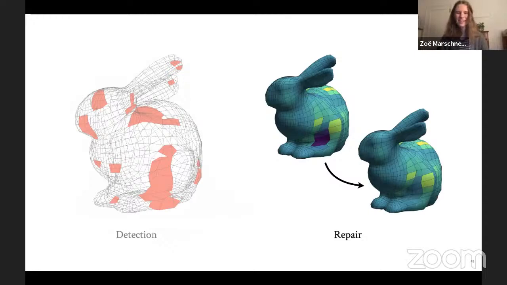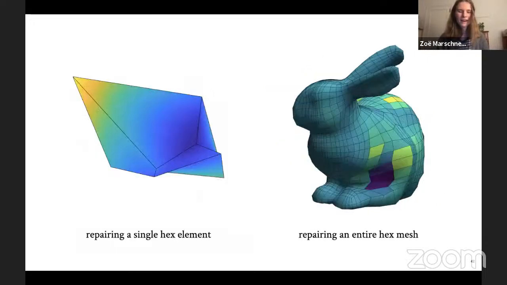All right, so that was the detection part. And now I'll talk a little bit about how we can use this to make a repair algorithm. We split the repair algorithm into two steps, first repairing a single hex element and then repairing an entire hex mesh.